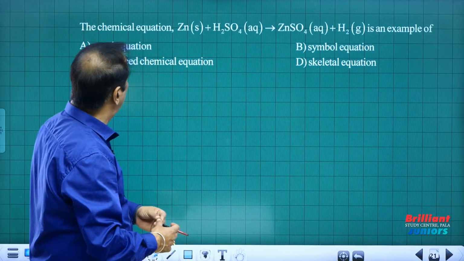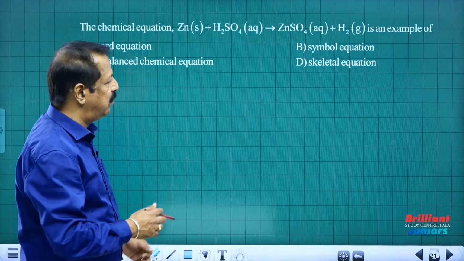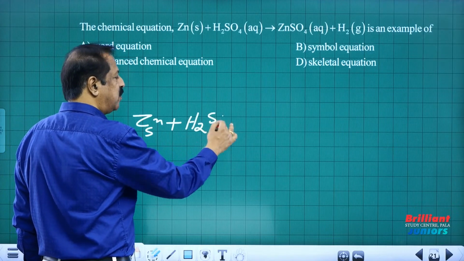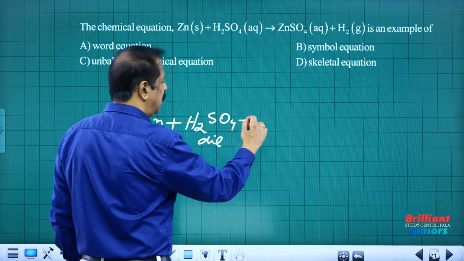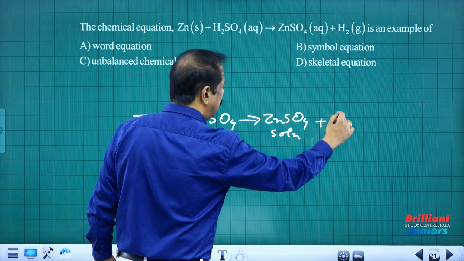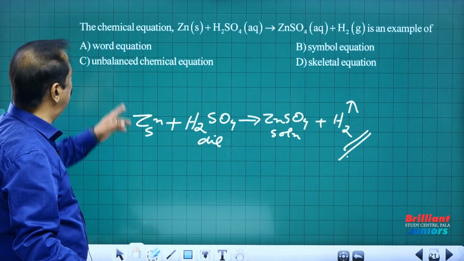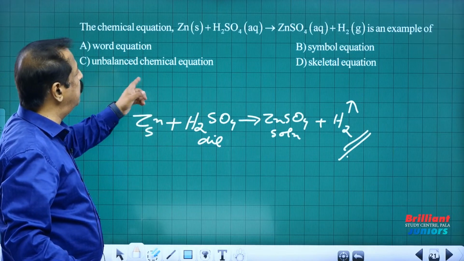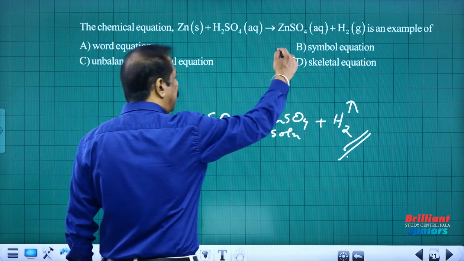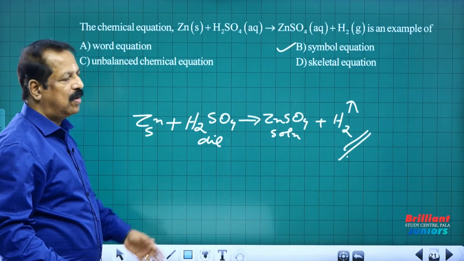And the next one: zinc solid reacts with dilute sulfuric acid H2SO4 to give zinc sulfate and hydrogen gas. The product is ZnSO4 aqueous plus hydrogen gas. So this is another preparation of hydrogen gas. Is this a word equation, symbol equation, unbalanced chemical equation or skeleton equation? This is a symbol equation because all elements are given in the form of symbols. So this is not a skeleton equation.